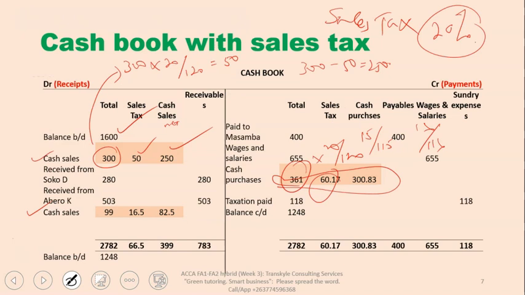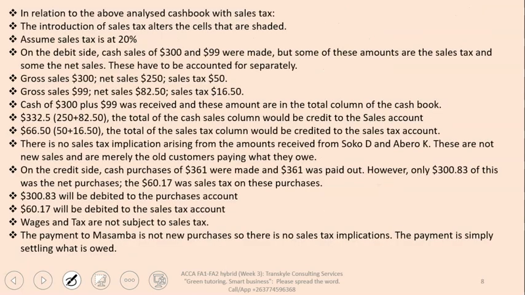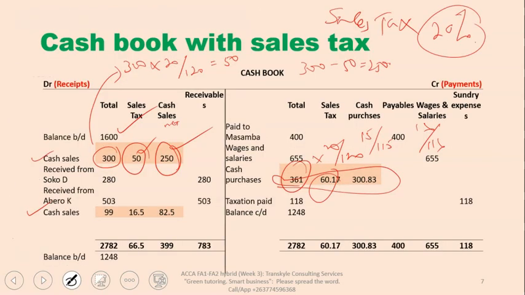Like I said, the sales tax here is going to be accounted separately from the net cash sales. Why? Because that's the requirement in most jurisdictions. The tax authorities want their tax to be clearly shown separate from the business money, because sales tax money is not the business money. That's the assumption. So cash of $300 plus 99 was received, and these amounts are in the total column of the cash book.